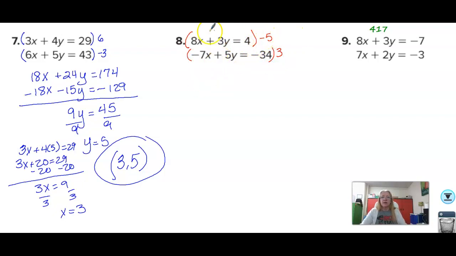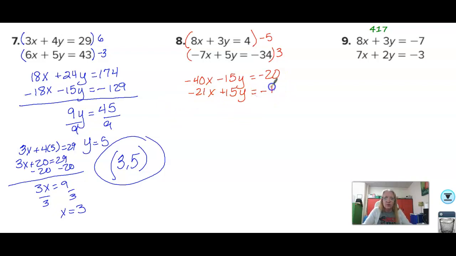All right, negative 5 times 8 gives me negative 40x. Negative 5 times positive 3y gives me negative 15y. And negative 5 times 4 gives me negative 20. 3 times negative 7x is negative 21x. And 3 times 5y is positive 15y. And 3 times 34, well, let's see, that would be negative 90, negative 102. I better check it because you know I can screw up. Yep, 102.